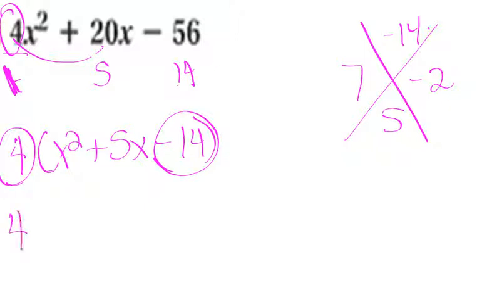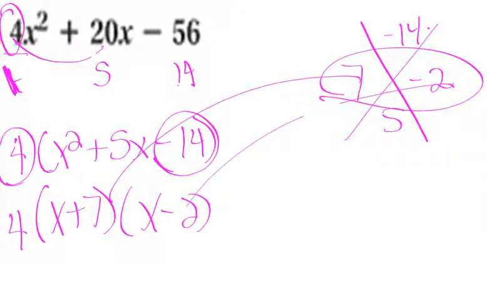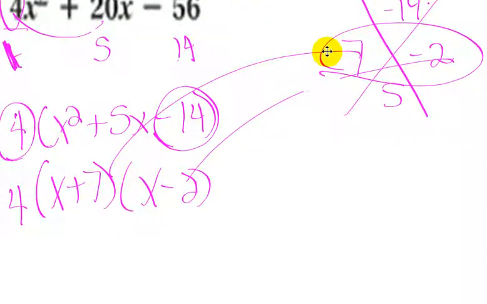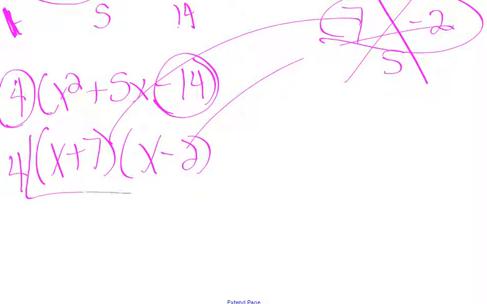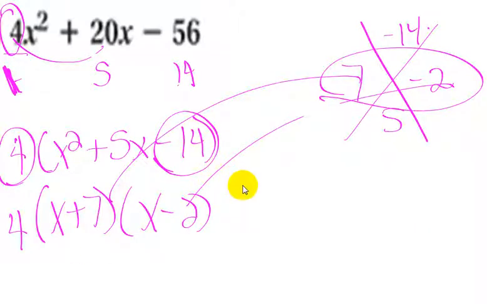So it's going to be 4, carry that down, times x plus 7 times x minus 2. So it's just those two numbers there, and there. Now how do you check this? We'll FOIL out your binomials, and then multiply everything times 4. If you're good, you can stop the video here and start your assignment. And your assignment is 4-4, the first page, 1 through 22, all. And if you want to see the check, I'll go ahead and do that now. So if you're good to go, stop and begin your assignment.